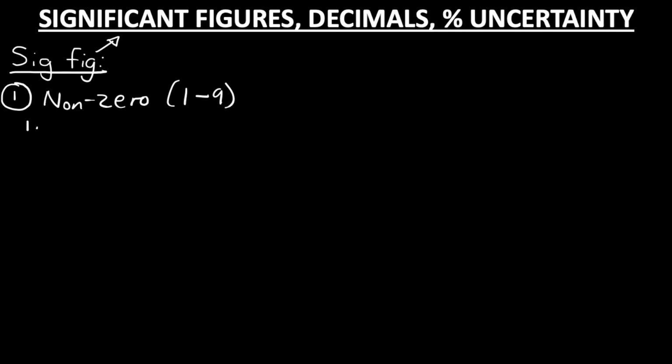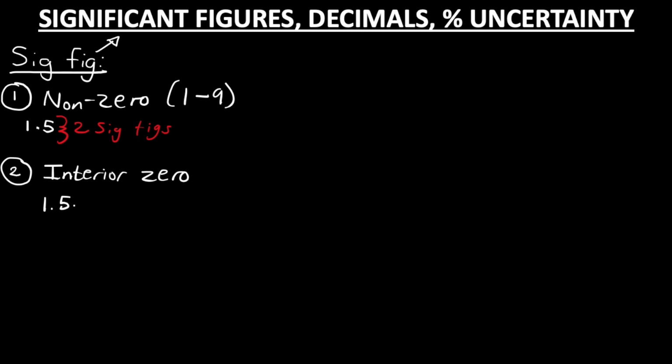For example, if we have the number 1.5, this is 2 sig figs. And the second rule is all interior zeros. A lot of your professors might refer to it as interior zeros, but pretty much it just means any number that's between two non-zero numbers. For example, this, and even if it's not a decimal point, it could be this. Now this has 4 sig figs, and this has 3.